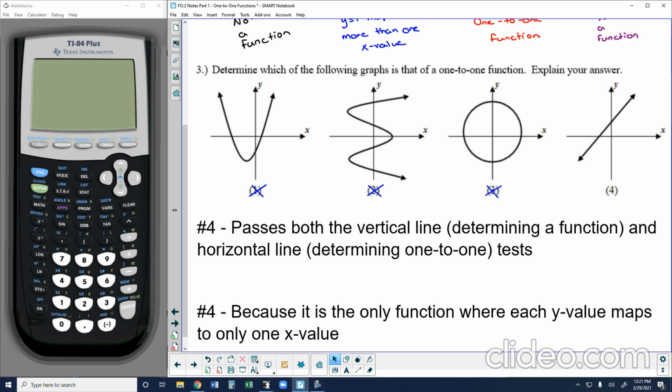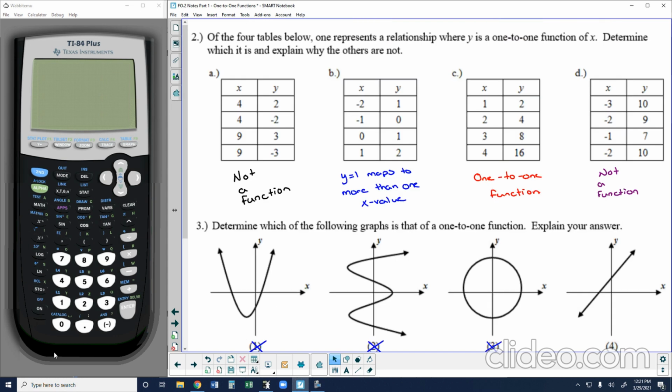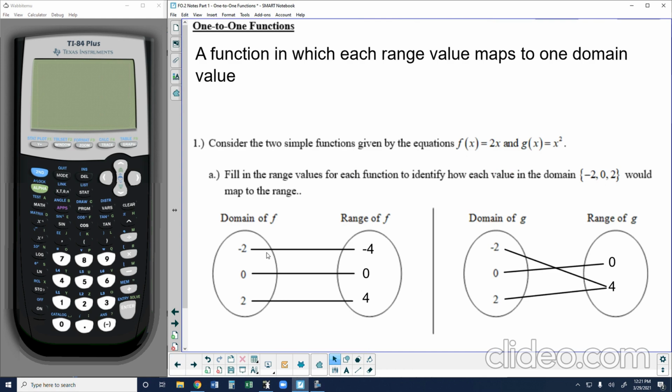So this gives us a basic concept of one-to-one functions. The definition that we came up with is a function, first checking to see if it's a function, where each range value maps to one domain value. These are special types of functions which are actually going to set us up as we progress in the future to exponential and logarithmic functions.